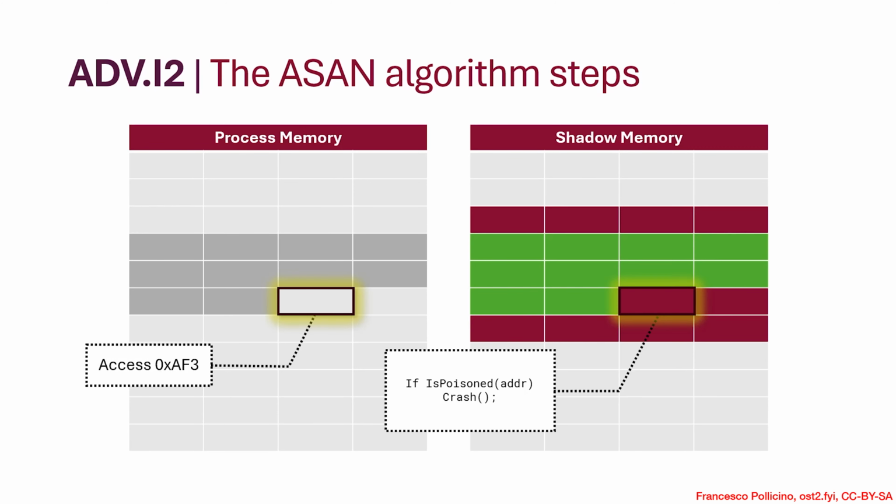To make this all work, ASAN instruments your code. During compilation, it adds additional checks before every memory operation. These checks verify if the memory being accessed is valid by looking it up in the shadow memory. If the memory is invalid, whether it's in a red zone or freed memory, ASAN triggers an error and provides a detailed report about what went wrong, including the type of error, the memory addresses involved, and even the stack trace of the fault instruction.